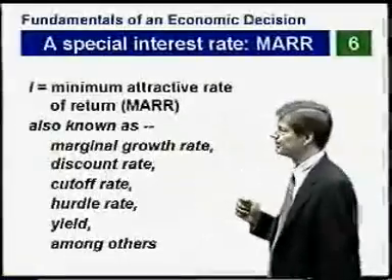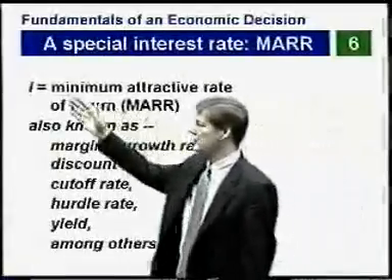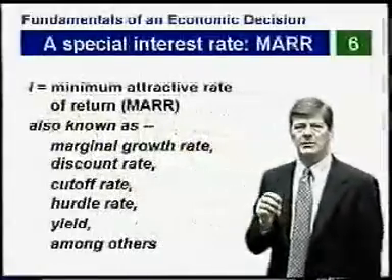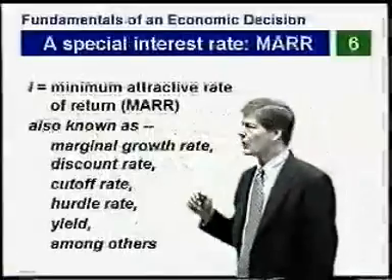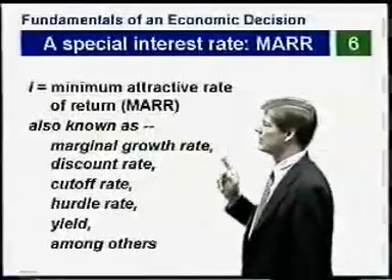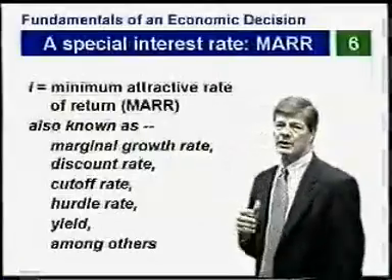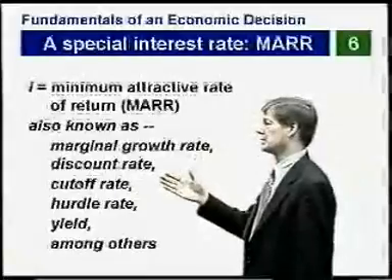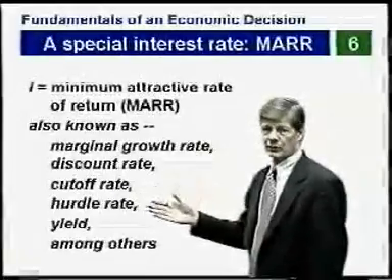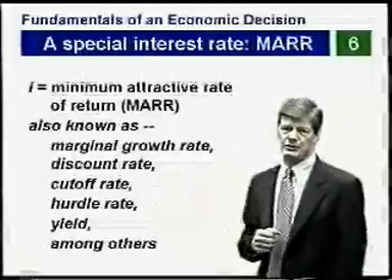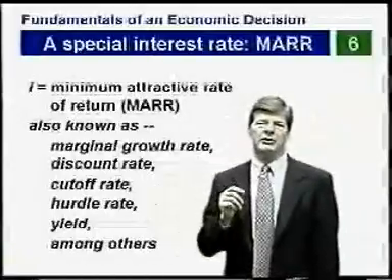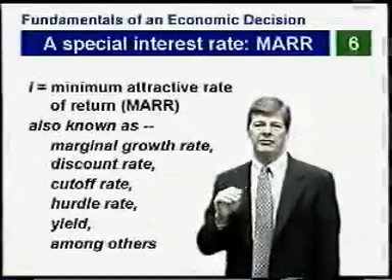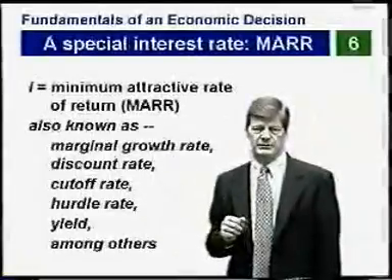Let's introduce another concept. Up to now, we've been talking about an interest rate I. Now we're going to start associating with that interest rate a very special meaning. Now we're going to talk about an interest rate called the minimum attractive rate of return, and it goes by a number of names. Sometimes it's called the marginal growth rate, sometimes it's called a discount rate, a cutoff rate, a hurdle rate, a yield, among many, many others. The minimum attractive rate of return represents those opportunities that are readily available to us to invest our funds.